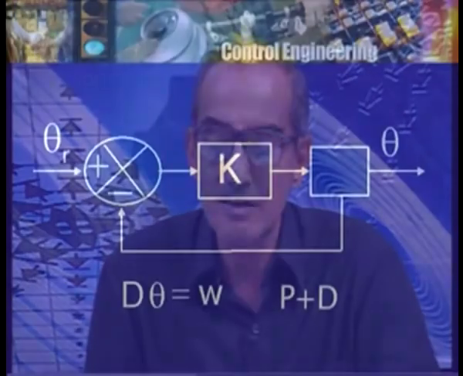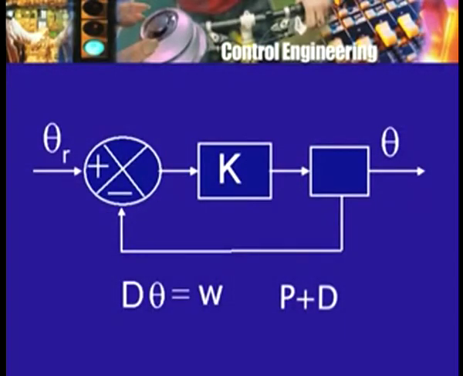So, what we will have is, in addition to the synchros, on the shaft of the load we will mount a tachogenerator which will measure the angular velocity or d theta, and then introduce a term proportional to d theta in the feedback path, and then see what is going to be the effect on the performance of the system. So, we will have proportional plus derivative feedback.